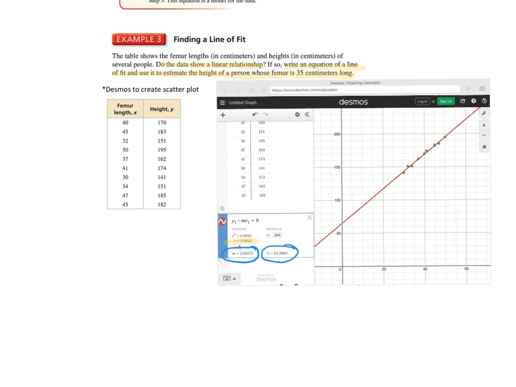Our R value is 0.9945, which is really good. So this is a really good model for our data.